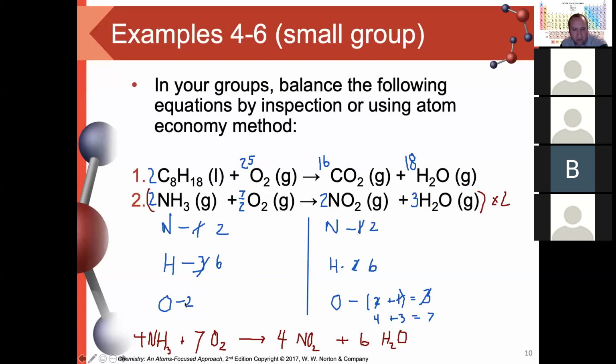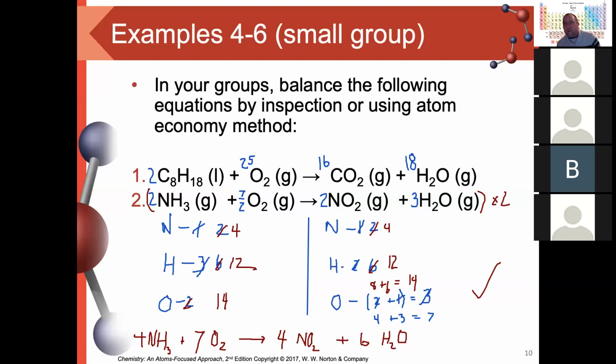And if we follow everything through, just doing our calculations again, that now gives me 4 nitrogens, 12 hydrogens, and 14 oxygens on the reactant side, 4 nitrogens, 12 hydrogens, and 8 plus 6 for 14 oxygens. So 4 nitrogen, 12 hydrogen, 14 oxygen. Our equation's now balanced.